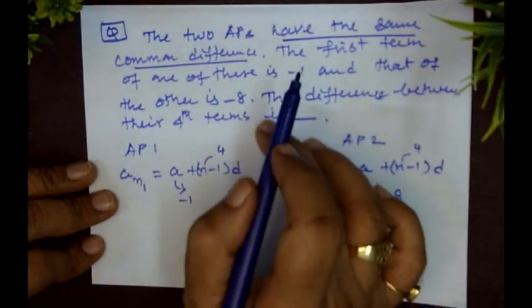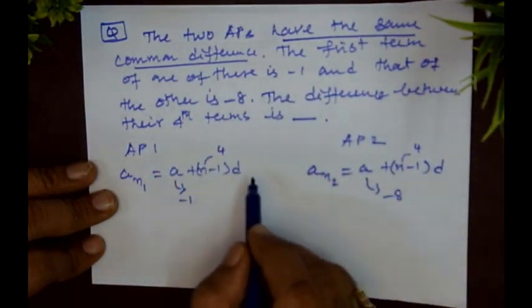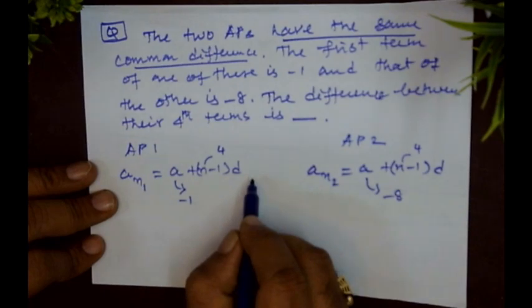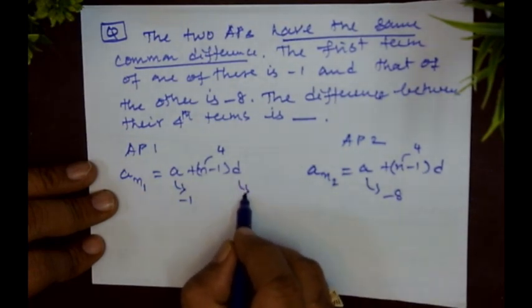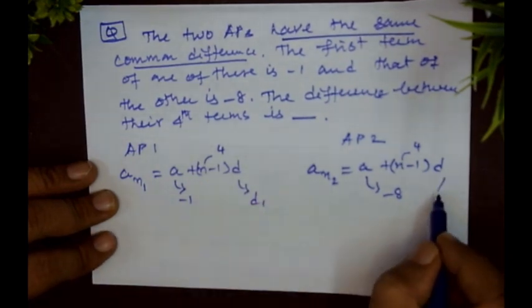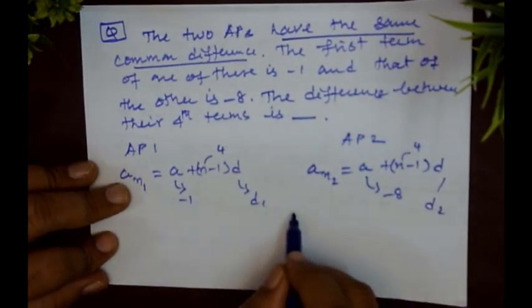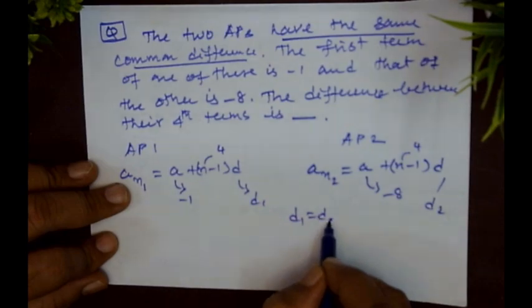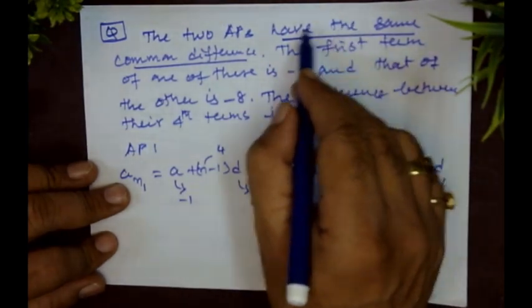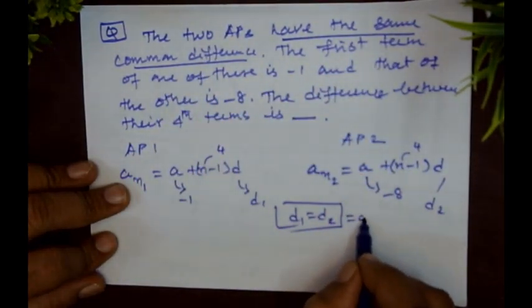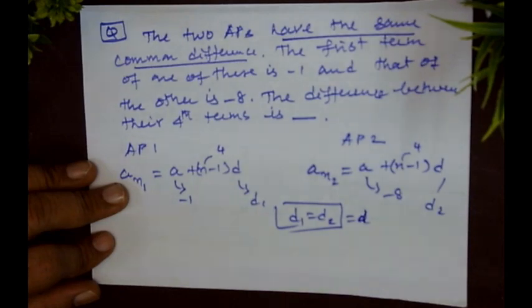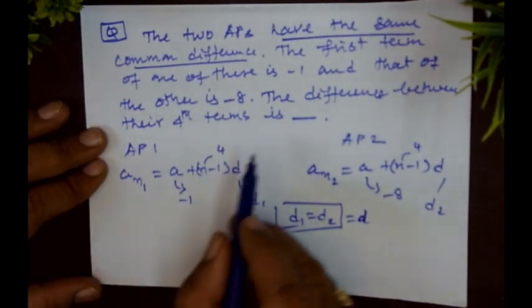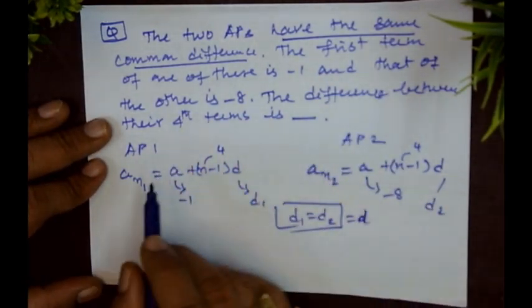The difference, and they have the same common difference, so assuming this is d1 and this is d2, d1 is equal to d2, that is given. Common difference means we can maintain this as d. Now let us proceed, and what is asked? The difference between their fourth terms.